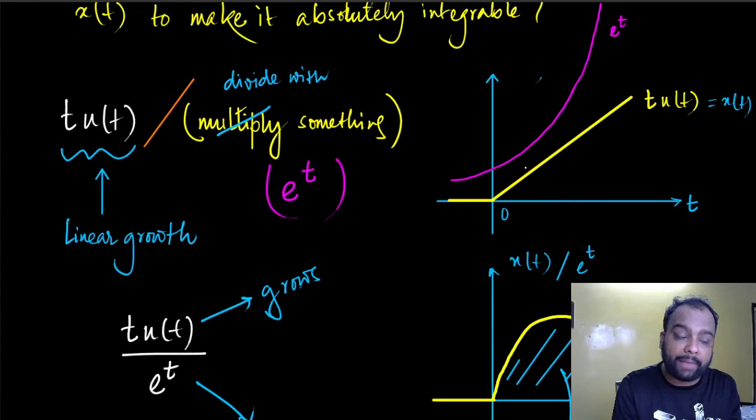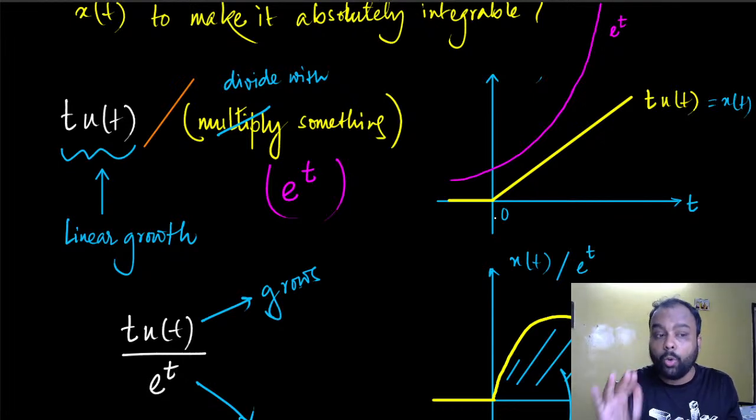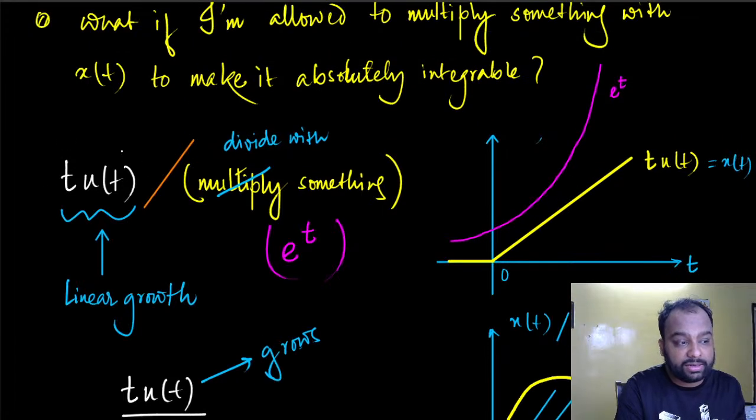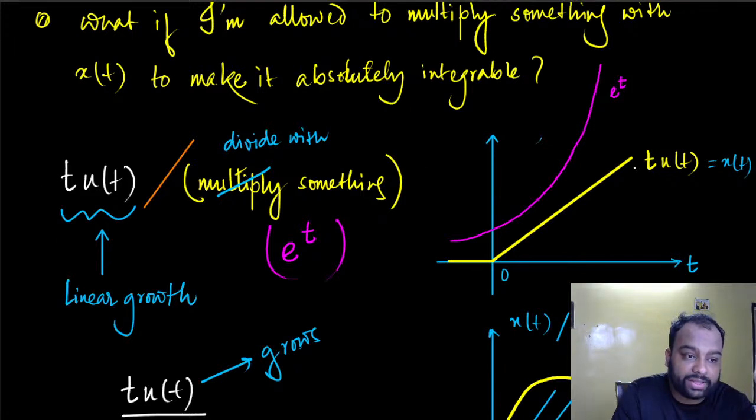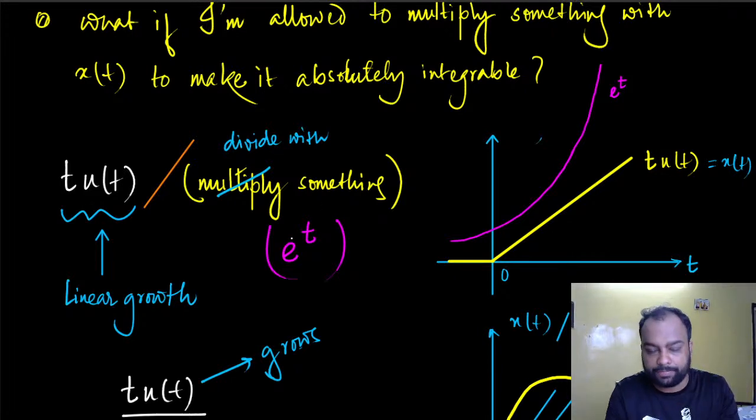But what if I'm allowed to divide the signal with a term which grows even faster than the speed of growth for this one? So this one was growing. So for example, take this one. This was the ramp. This one was growing pretty fast. But what if I can divide this signal? What if I can divide TUT with something that grows even faster, right?